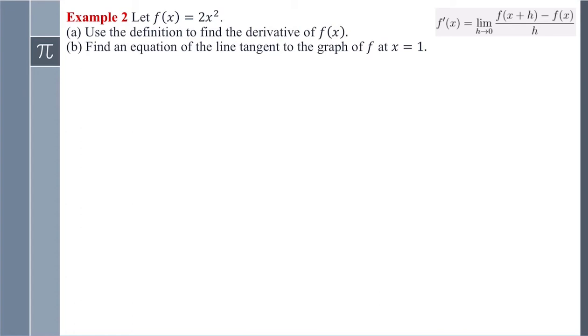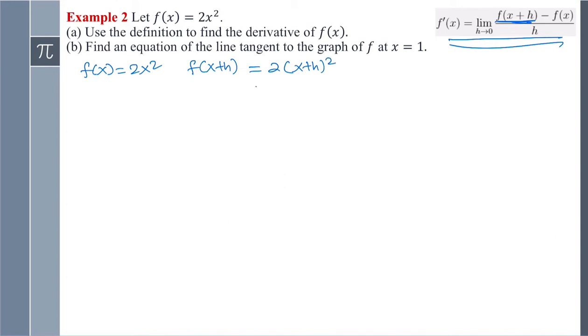So let's use the definition of the derivative, which is right here, to find the derivative of this function. So f of x equals 2x squared. Now in order to find the derivative, we need to find f of x plus h. F of x plus h equals 2 times (x plus h) squared, which is 2 times (x squared plus 2xh plus h squared). And then when we distribute that 2, we get 2x squared plus 4xh plus 2h squared.